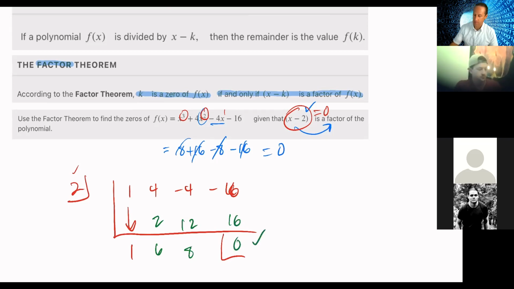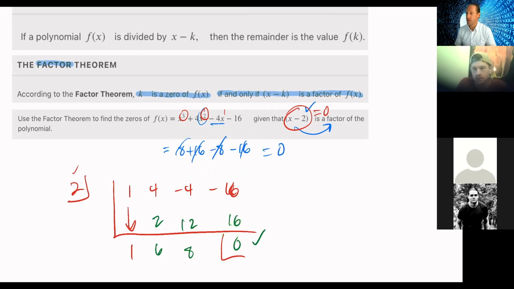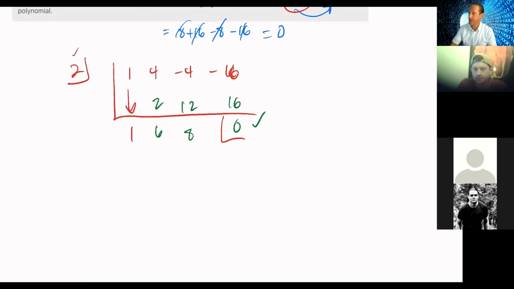There it is again. Which way do you like? Which way is faster? It really depends, not only on the person, but also on the polynomial and the factor that they give you. The cool thing is, which one of these ways works? Both. Your option. As long as you show me one of those, I'm cool. And of course, you guys know, got to show me the work.